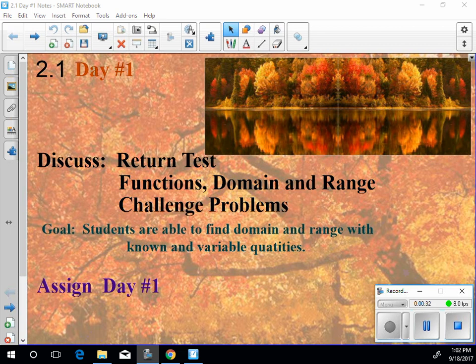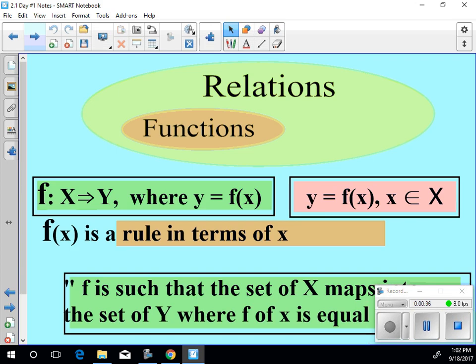Students are able to find domain and range, known and variable quantities. Okay, as we know, functions are part of the relation family. Therefore, all functions are relations, but not all relations are functions.